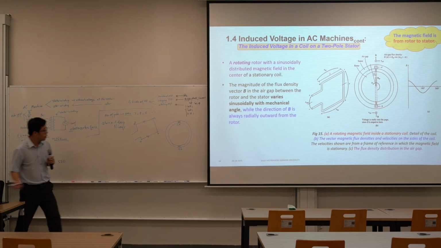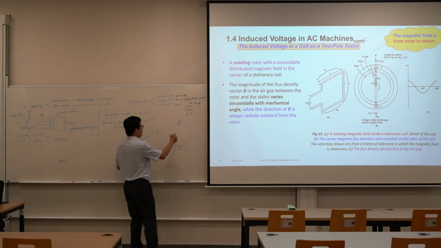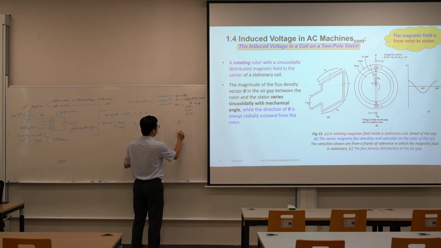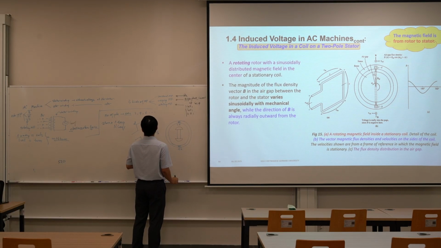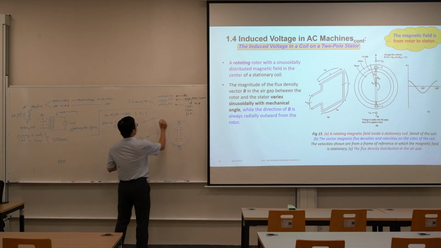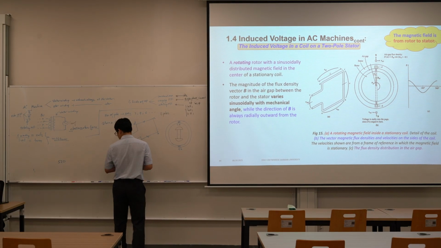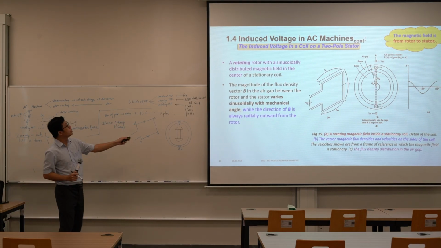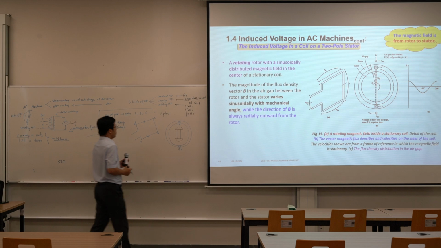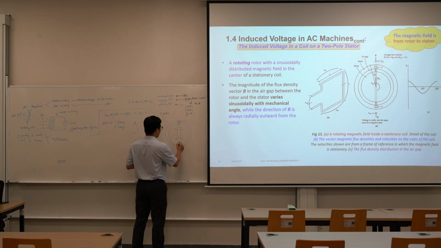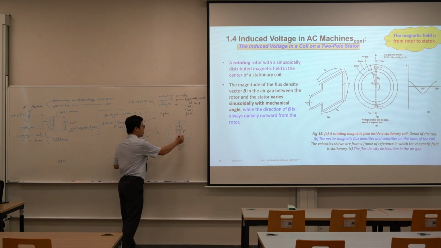Okay, so we have this one, we have the rotor. We are considering two poles, right? Two poles. So we have the rotor magnetic field like this. Okay, this is VR, with a straight R meaning rotor.